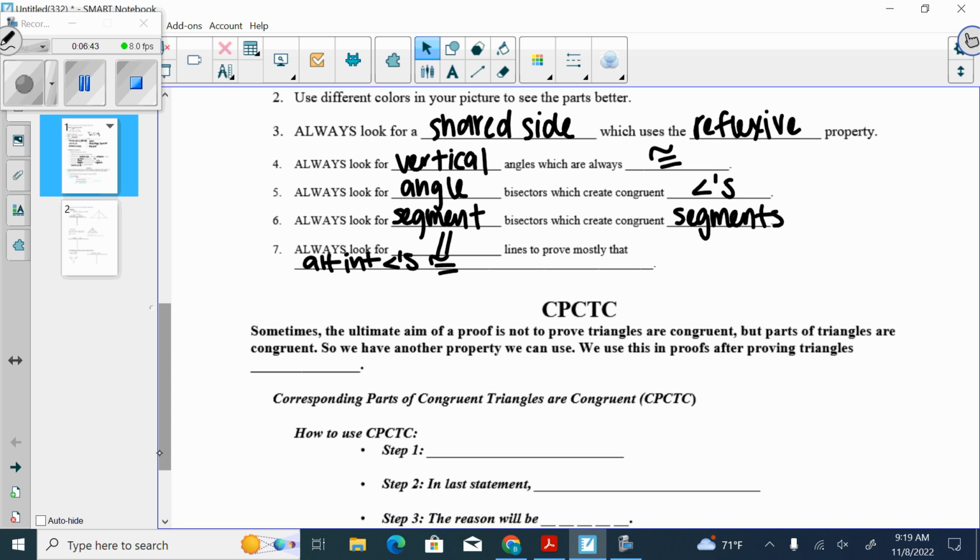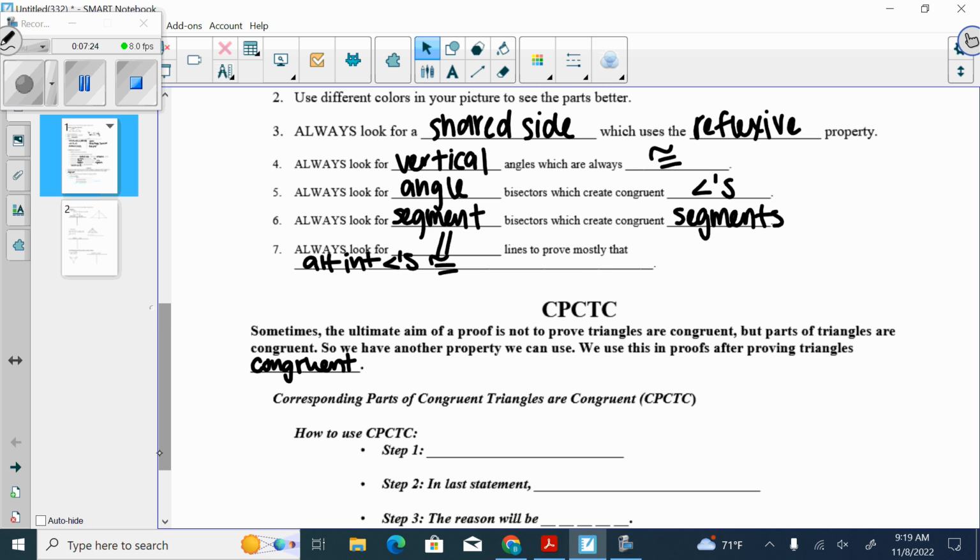So it may not say, given, blah, blah, blah, prove triangle ABC is congruent to triangle DEF. They might say, prove angle C is congruent to angle F. Okay? And in order to do that, I may have to completely prove that the two triangles are congruent, and then I can say that those two angles, even though I couldn't mark them, I know they're congruent now. So we use this in proofs after proving that your triangles are congruent. In order to use CPCTC, you have to already have proven that your triangles are congruent.